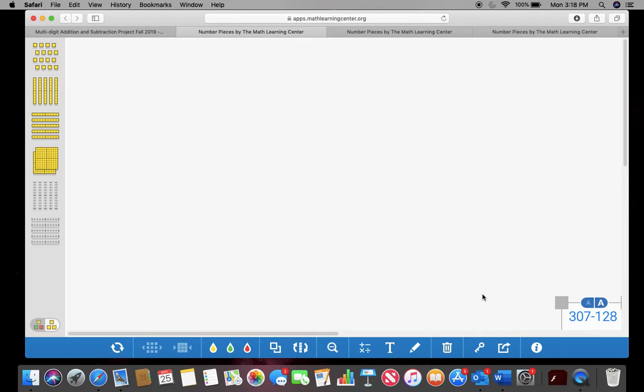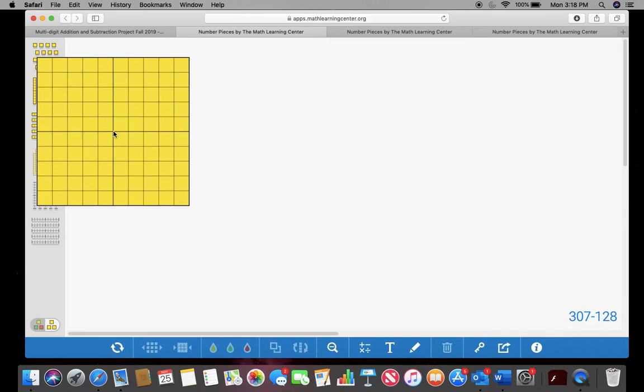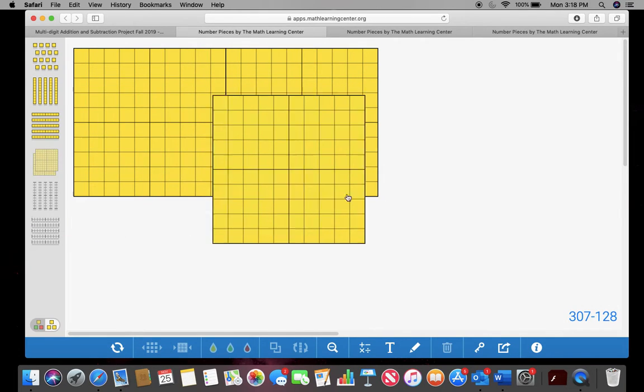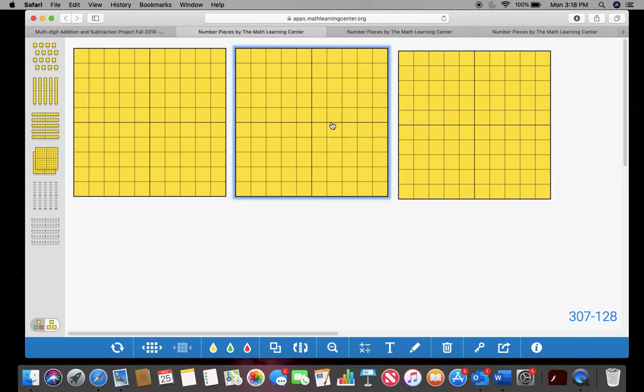So we have 307 minus 128. First, a student would start out with 3 flats. Let me break this apart a little bit. Those 3 flats represent 300. They will not lay out any rods of 10 because there's a 0 in the tens place, and that means there's no 10s to represent.